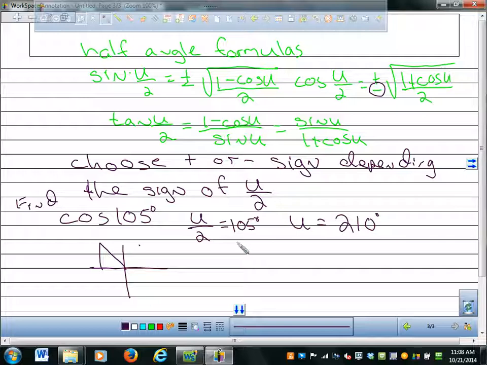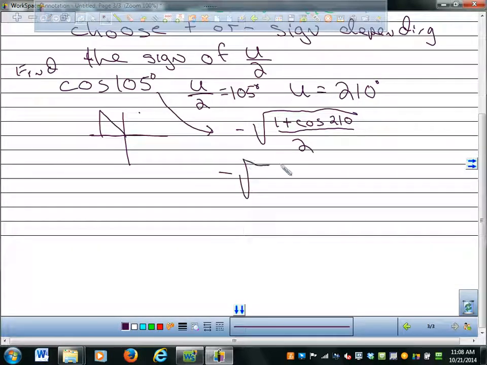So then I just plug into the formula, and I get cosine of 105 is equal to negative the square root of 1 plus the cosine of u, which is 210, which you know the cosine of, over 2. And then the hard part is simplifying this, right? So this is equal to negative square root of 1. What's the cosine of 210? Very good. You guys are good.